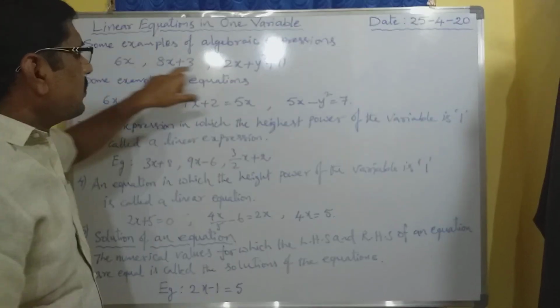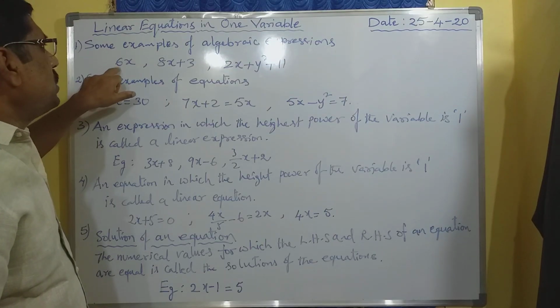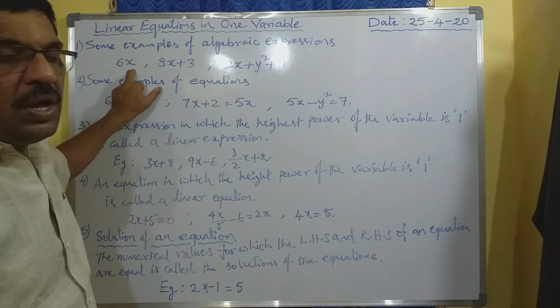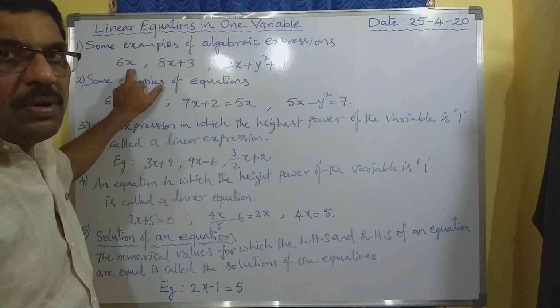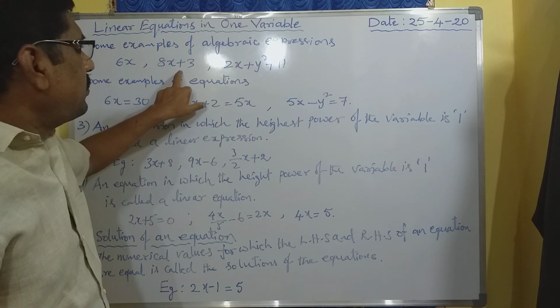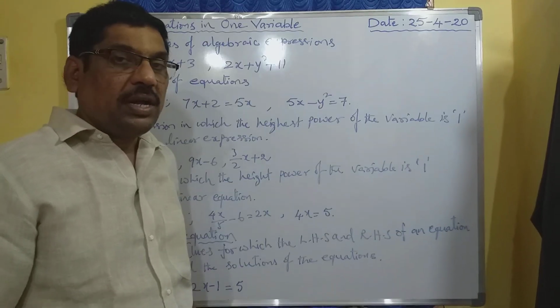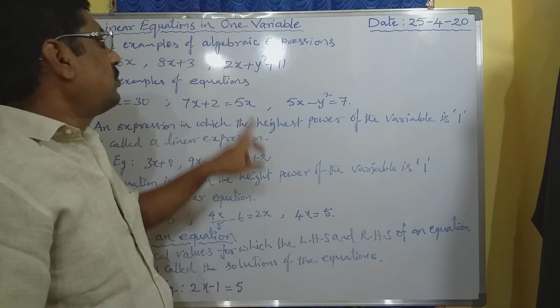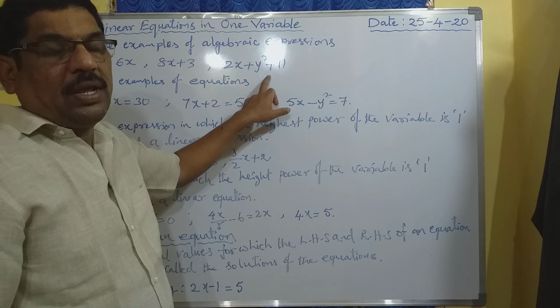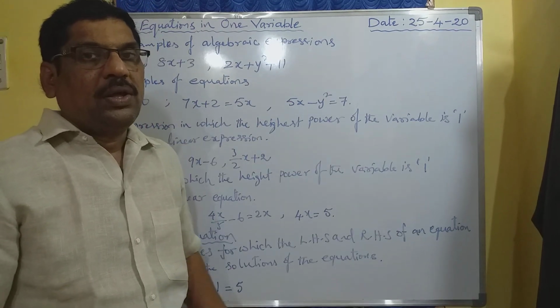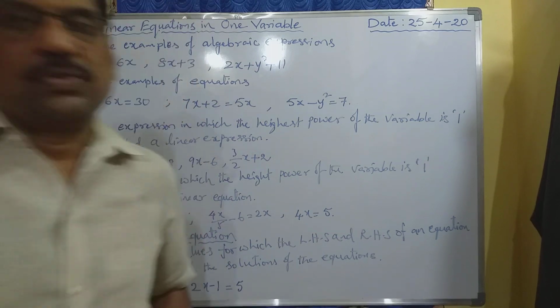Here these three examples contain constants and variables. In the first example, 6x is a combination of a constant 6 and variable x. Like that, in this there is only one variable. Now look at the third example. In the third example there are two variables, x and y, and it has three terms. Like that we can explain the algebraic expressions.